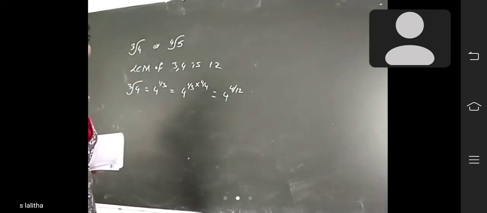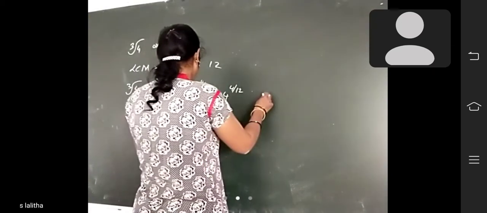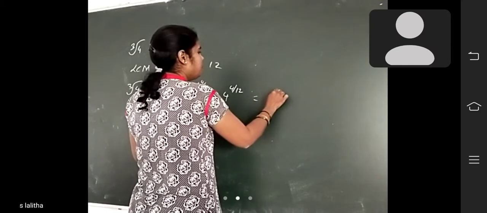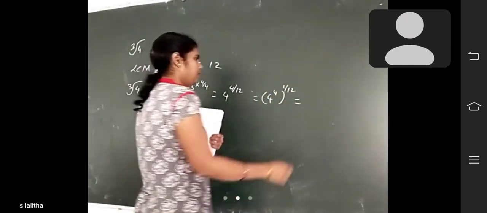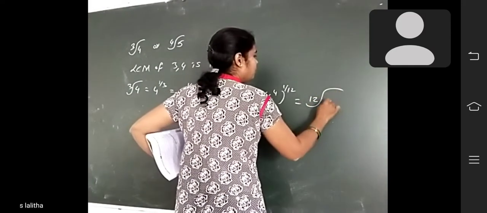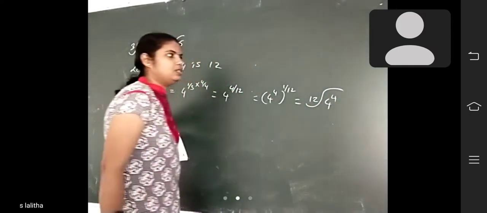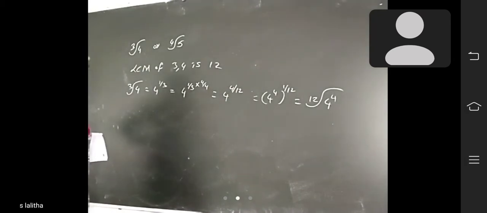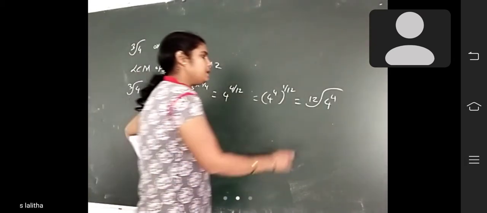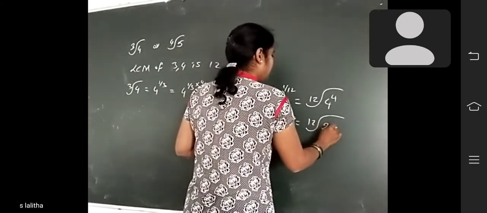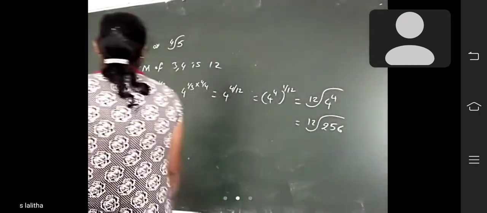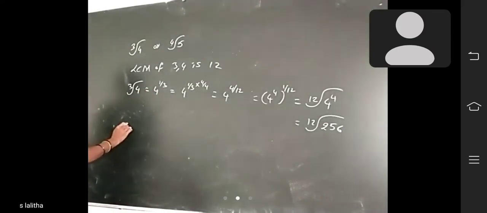Okay, ma'am. So now how can you write this one? 4 power 4, whole power 1 by 12. That is the 12th root of 4 power 4. So 4 power 4 means how much? 256.